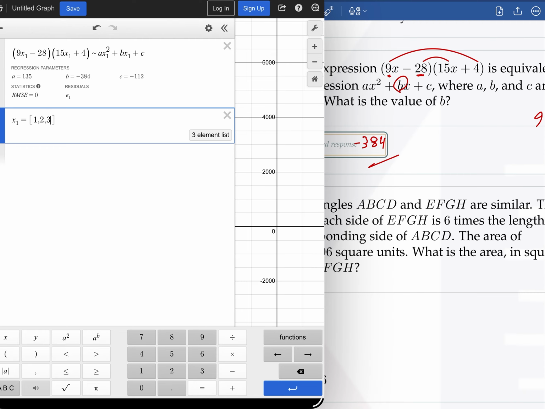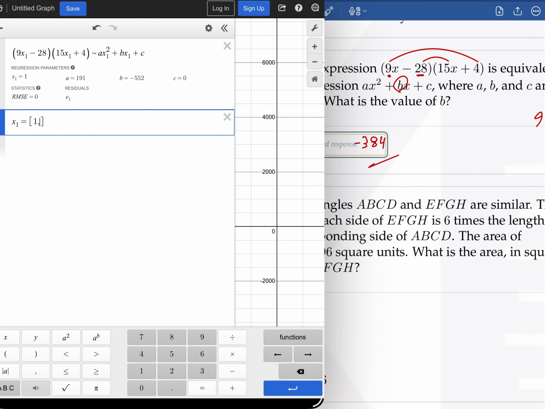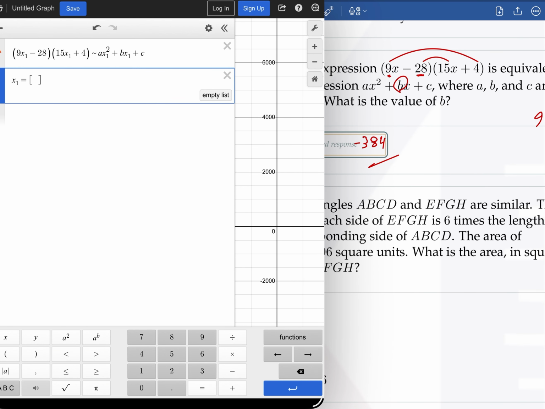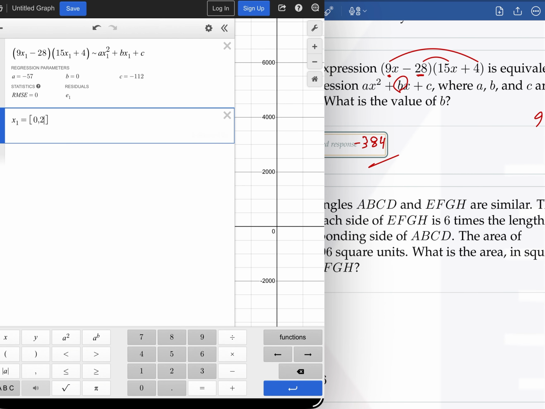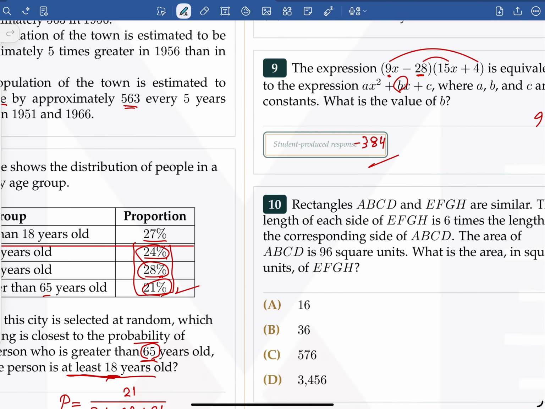What about these numbers, 1, 2, and 3? Can we change them? Yes, we can. You can just choose any three numbers, like 0, but try to make them different. 0, 3, 2, and maybe 10. That's okay, you get the same numbers. So the answer of this question is B, equal to negative 384.